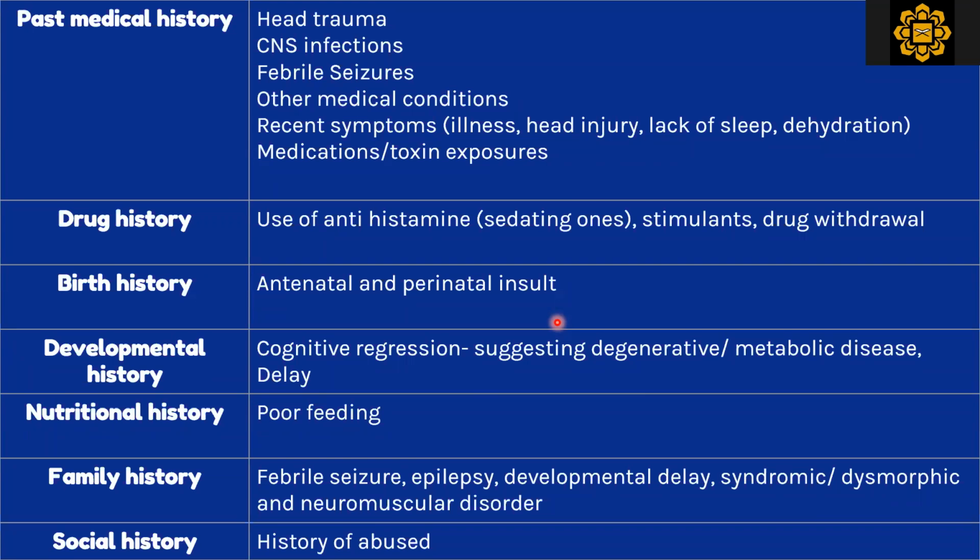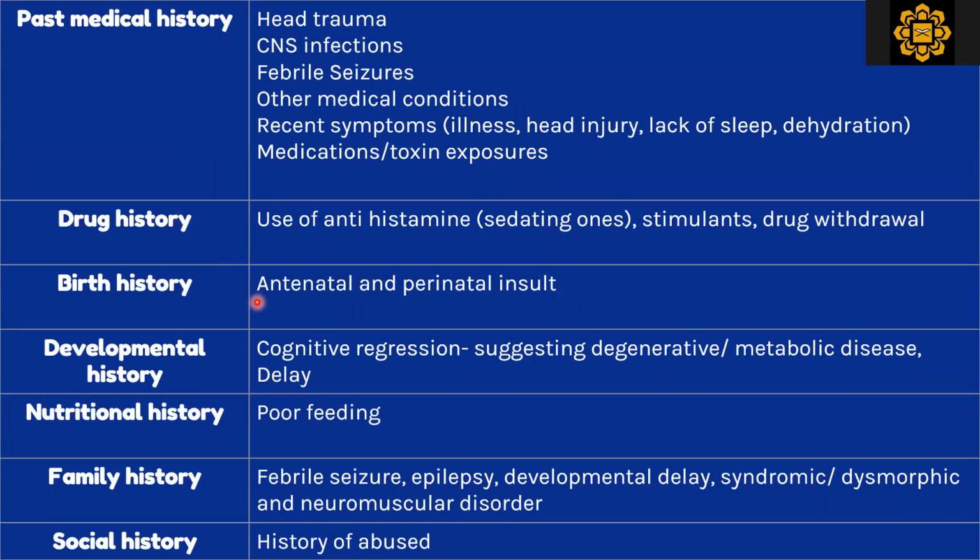So after the history, we need to ask other less basic history like past medical history, drug history, birth history, developmental history, nutritional history, family history, and social history. For the past medical history, you need to rule out other causes that I mentioned before. For the drug history, there are some medications that can decrease the seizure threshold, such as antidepressants. So maybe you want to ask the patient whether they take the medication or not.